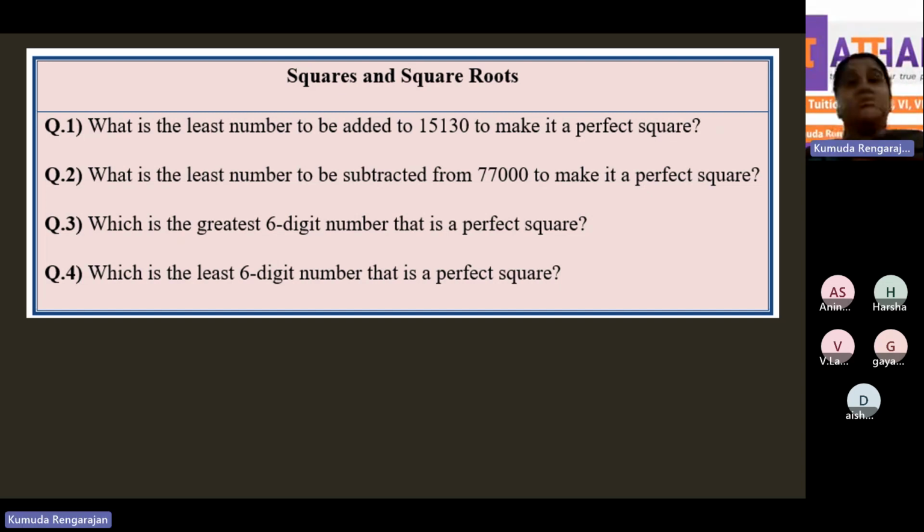Shivam, right? Come here and do it. Let me see. You know the long division method?